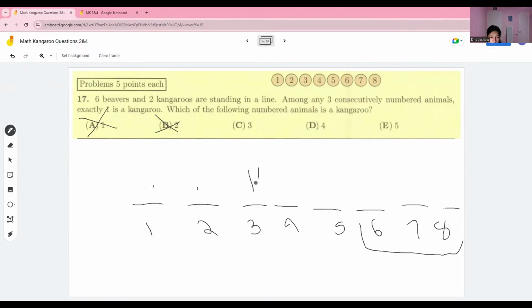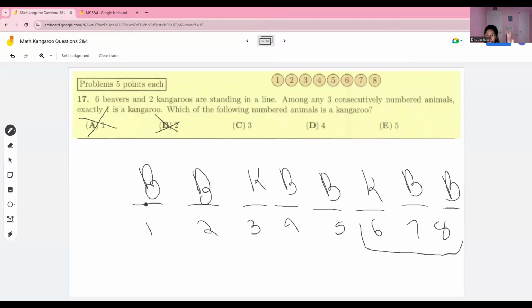So kangaroo placement over here. So that means this is a beaver, this is a beaver, and number 4 is a beaver, number 5 is a beaver, number 6 has to be a kangaroo, number 7 and 8 are beavers. If you guys look at this closely, we can tell that this one does follow the rule that among any 3 consecutively numbered animals, exactly 1 is a kangaroo.